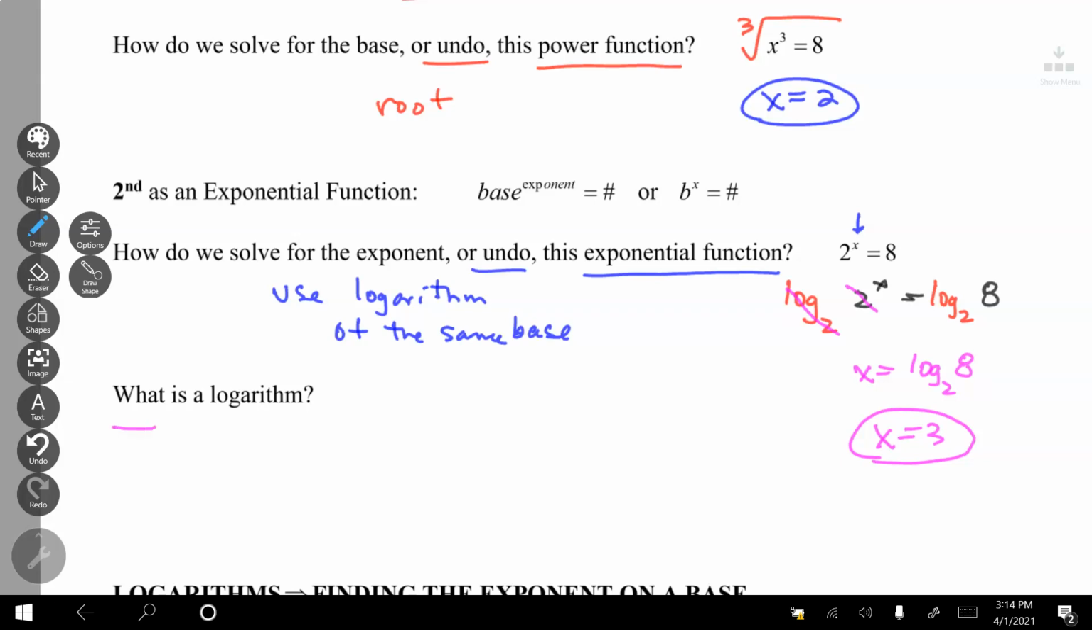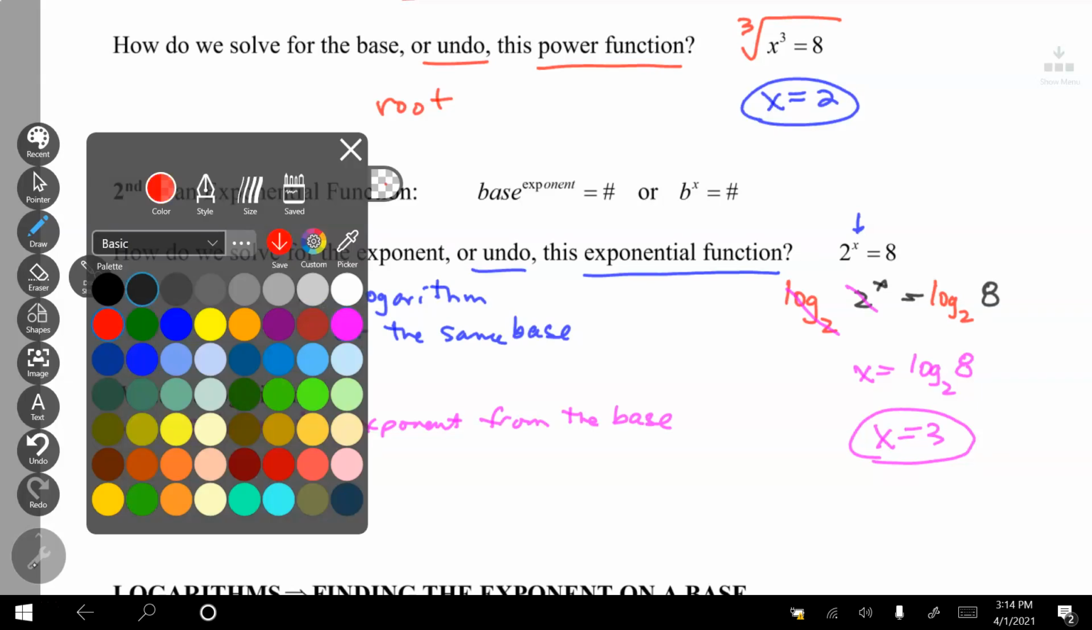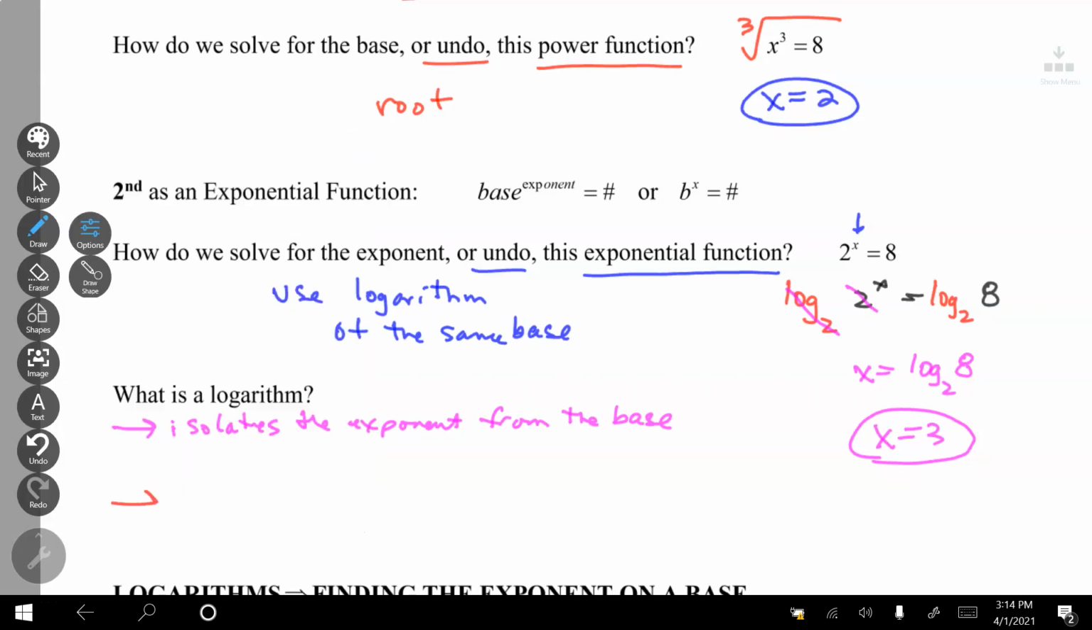So what is a logarithm? A logarithm is something that isolates the exponent from the base. In other words, it solves for the exponent. And that's going to be the key. How do we solve for the exponent? We're used to having a power and taking roots and finding the base. Now we have to solve for the exponent. And this is what a logarithm is going to do.